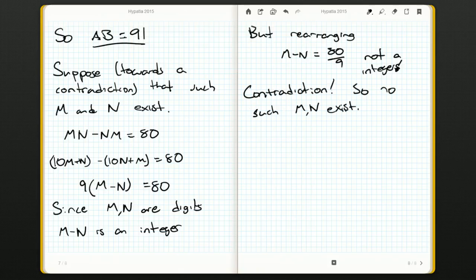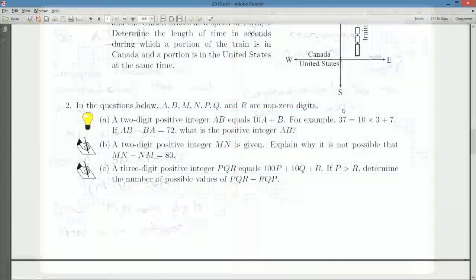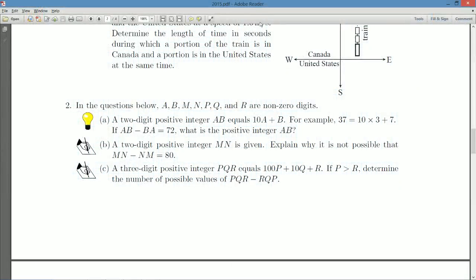And that tells me that my assumption that such an m and n exist must be wrong, and so I can conclude the opposite, that no such m and n exist. So that was actually a rather quick written question. All right, C part.